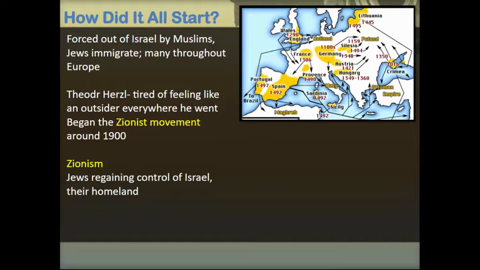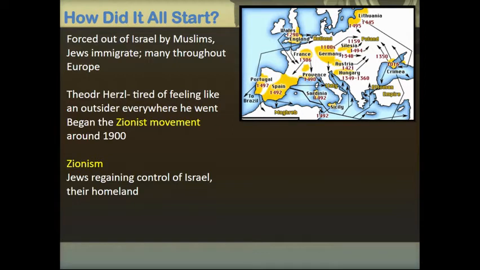The history kind of goes back to a name that you're going to have to know for testing purposes, Theodore Herzl. So, as I said, the Jews or the Hebrews have been forced from territories throughout their history. You can see on here, forced out of Israel by the Muslims. They were persecuted throughout history by the Russians. And then it culminates basically in the final diaspora or the scattering of the Jews during World War II in Nazi Germany.